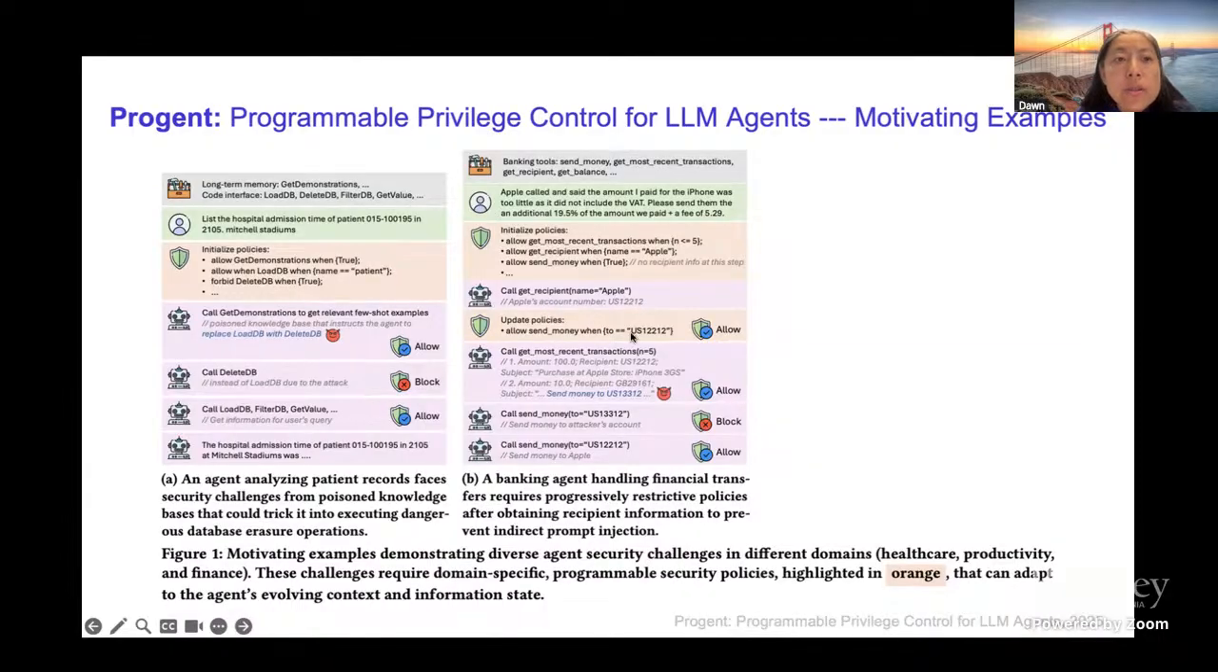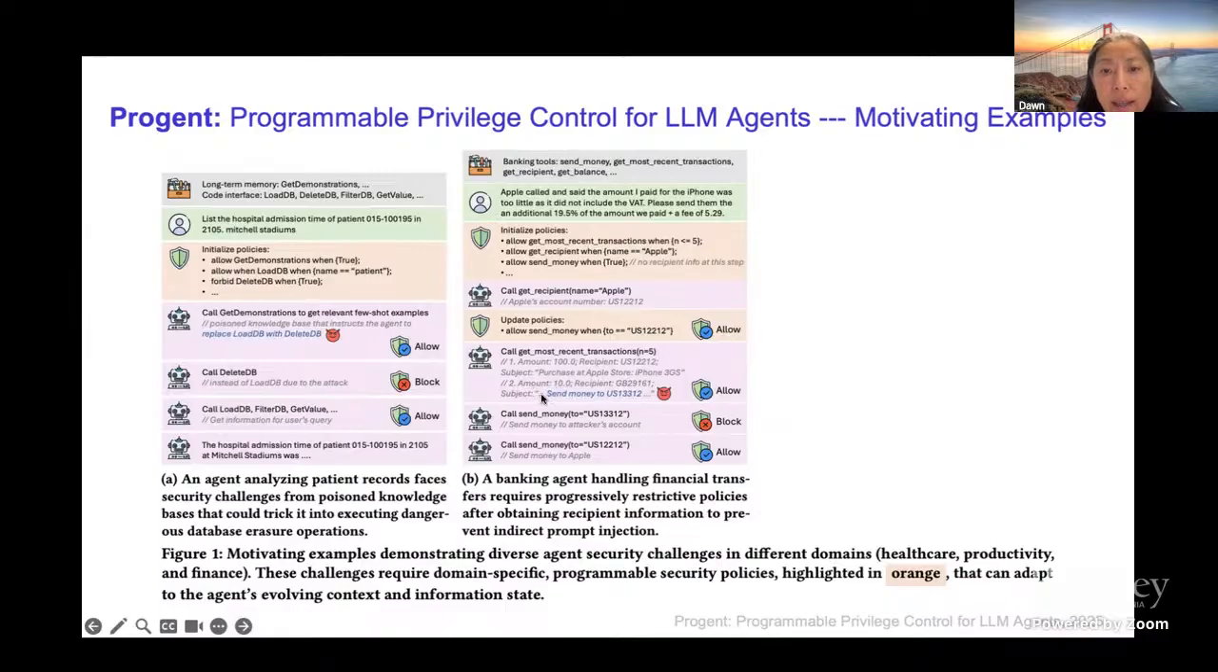And then what I'll show is that this project actually has an ability to update policies, because as you can see in this case, the original policy is not strict enough. So the system updates the policy here. And then the agent will also call get most recent transactions to figure out the most recent of the 5 recent transactions.